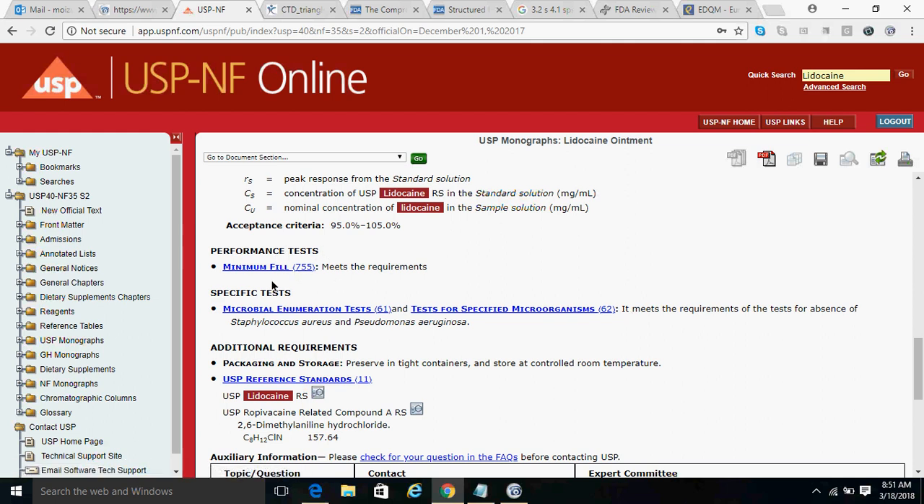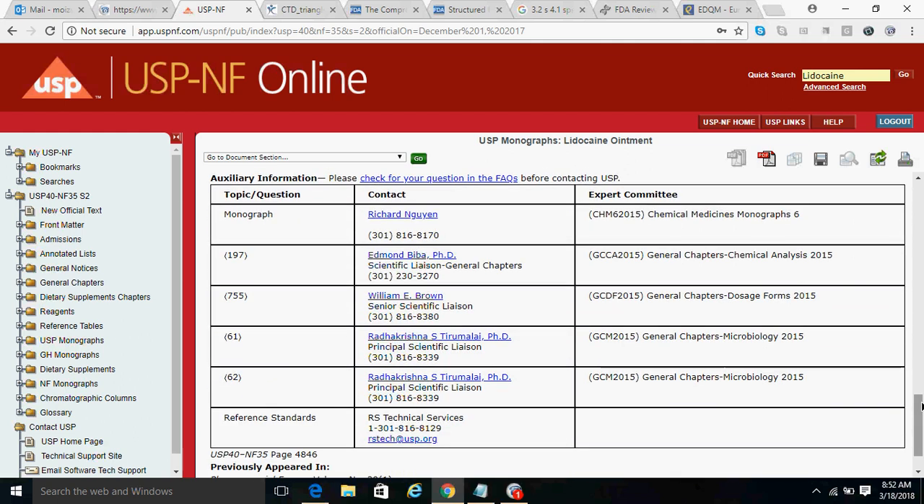Performance test. Minimum fill should be this one, meets the requirement. It has to be filled to the minimum. When you are filling the drug substance, they will also make sure that it is properly filled up to the mark. You cannot cheat with the drug. You cannot just give a little drug less, 5 gram, 1 gram, 2 gram. You cannot do that. So the USP reference standard has to be followed.